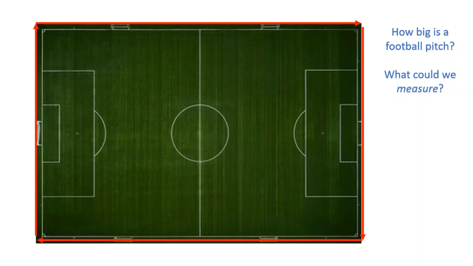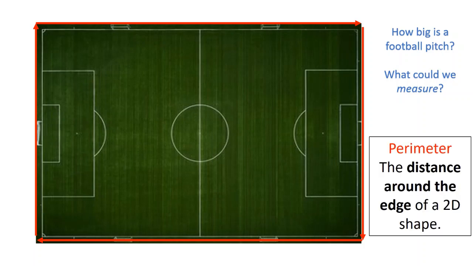So one of the things that we could measure is how far it is along the edge of the rectangle, all four sides. If I started, for example, in the bottom left corner, I went up, I went along, I went down, and I went back along and finished in the bottom left corner, that would be something called perimeter. So perimeter, what we're learning about today, is the distance around the edge of a 2D shape. A rectangle is a 2D, two-dimensional shape. The distance around the edge of a 2D shape is the perimeter of that shape.